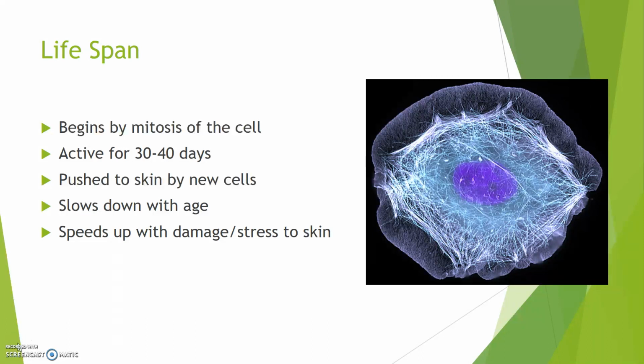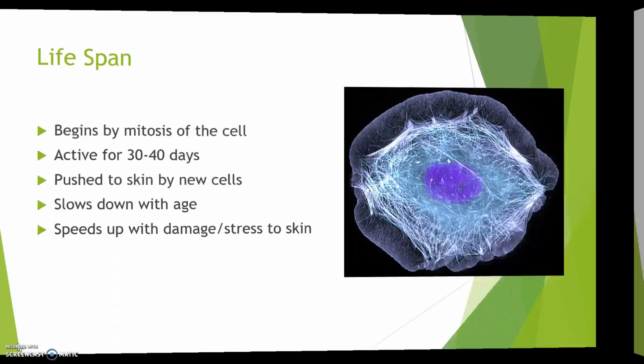A keratinocyte is generally active within the skin for 30 to 40 days, before it is pushed to the skin surface by new cells and it flakes off. This process takes longer as we get older, and is faster in skin that is stressed or damaged.